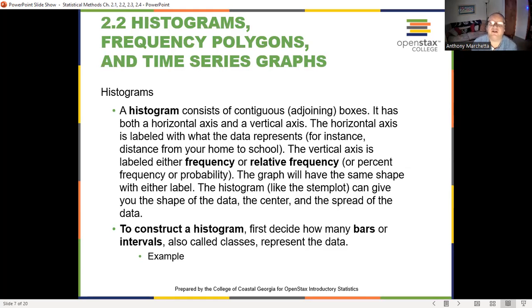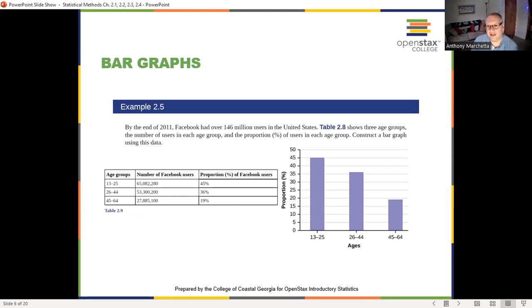A histogram consists of contiguous, adjoining boxes. So let's just look back for one second at that last one where we were just looking at this a second ago. It was those bar graphs. Look, those bars are not touching. They're solid skyscrapers of their own. They're not touching each other, right?